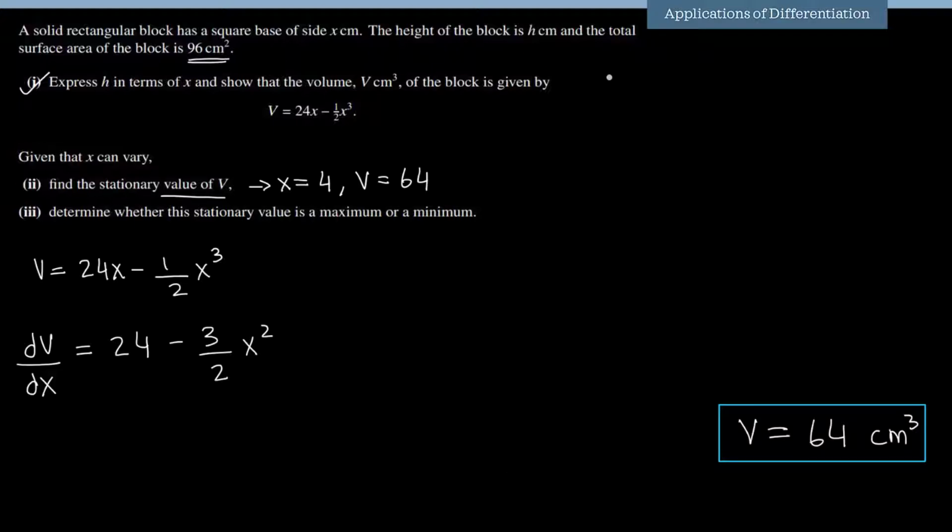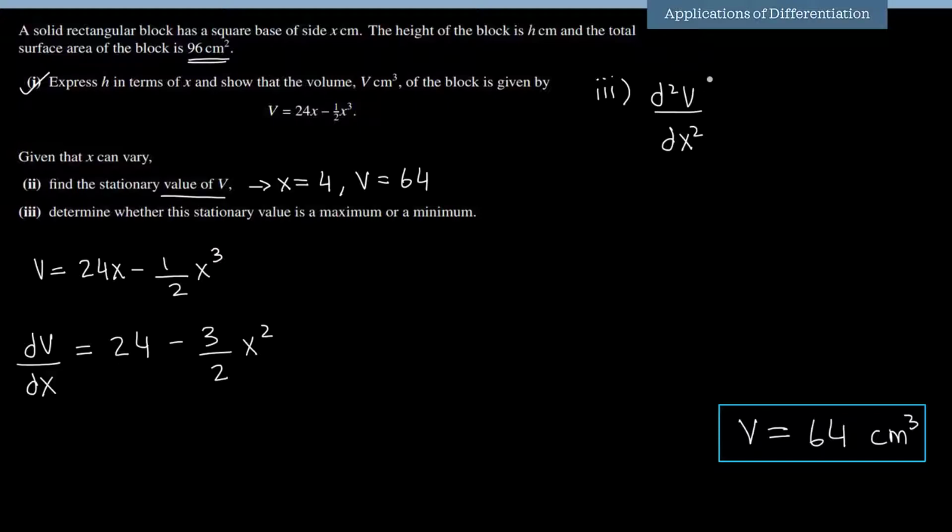In the third part of the question, I need to determine whether the stationary value is a maximum value or a minimum value. So whether this 64 is a maximum value or a minimum value. Because we know that stationary points can either be maximum points or minimum turning points. So to find whether it's maximum or minimum, I'll take the double derivative of change in volume with respect to x. So the double derivative is going to be d squared V upon dx squared.